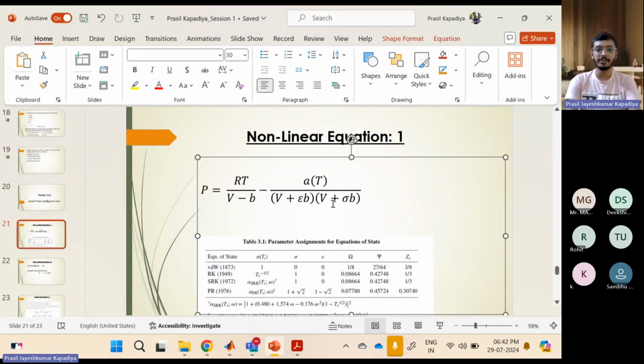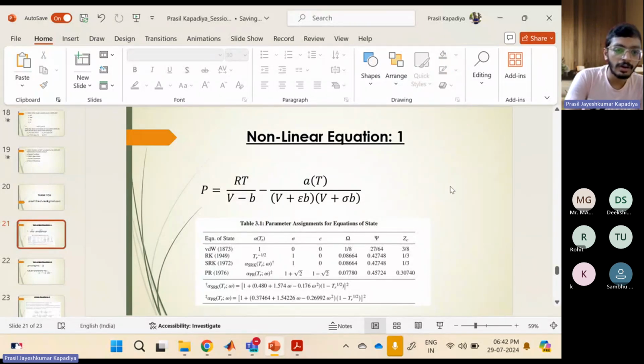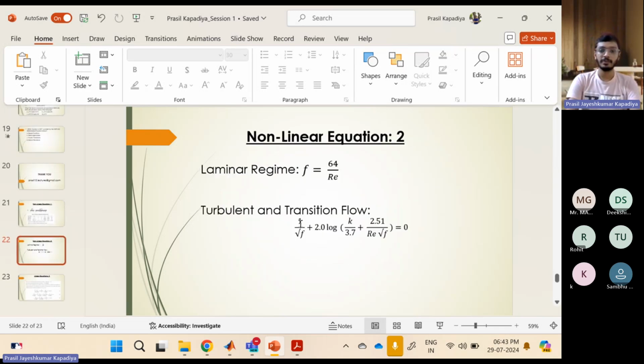Correct. This is van der Waals; there are different constants like sigma, epsilon, omega, psi, Zc, and alpha. So based on the equation of state, these constants will be different. If you write it down, this equation will be in the form of a times V cube plus b times V square plus c times V plus d is equal to 0. So that is a nonlinear equation, and this kind of equation we can solve using MATLAB. Then other part is friction factor.